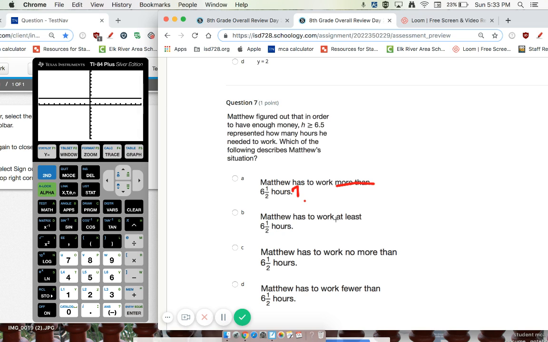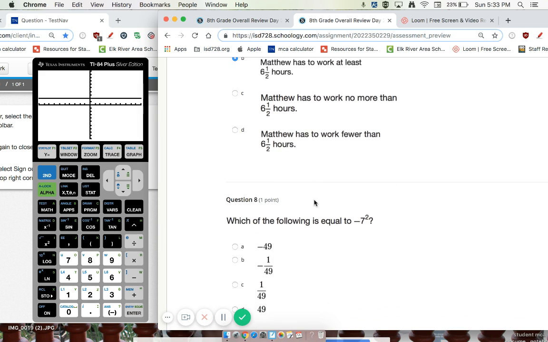Matthew has to work at least 6.5. That's a better one. At least means bigger than or the same. Matthew has to work no more than... No more than implies less than or equal, and he wants to work that many hours, so no. He has to work less than 6.5, definitely not. So B is our answer on this one.